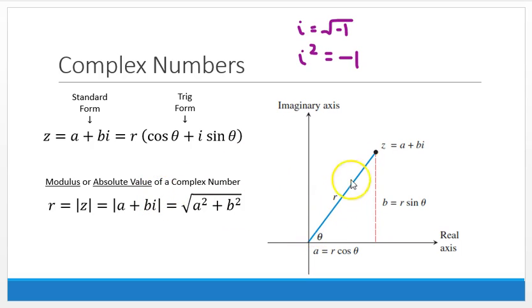The negative value doesn't make sense. It doesn't make sense to have a negative length. So that's why we're not having to worry about the plus or minus value when we take the square root of both sides of that equation. So modulus or absolute value, either way, take the square root of your a and b values.